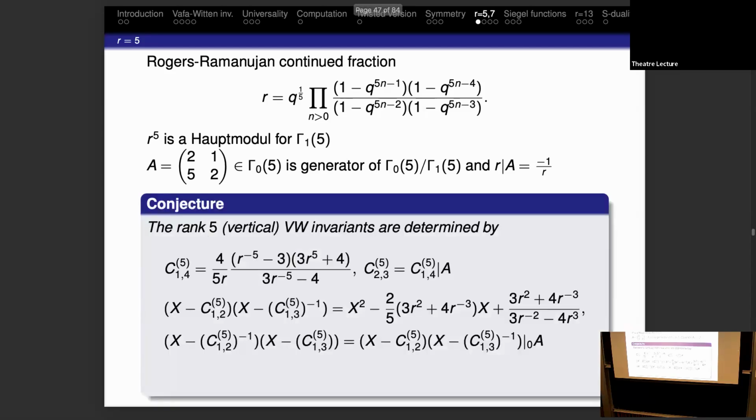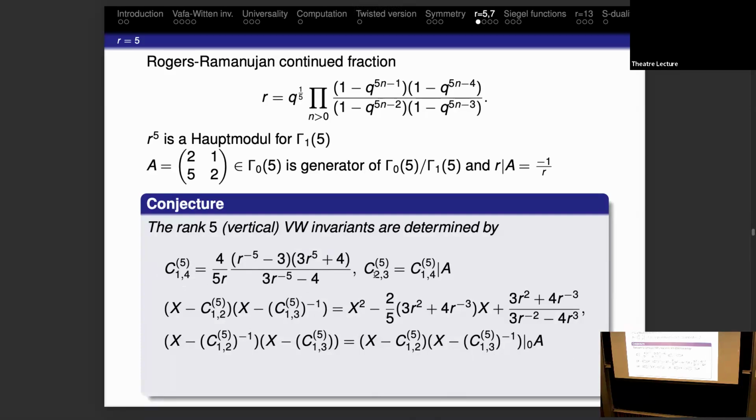And then we compute up to q equals 13. We find that the vertical invariants are given by this explicit formula in terms of R. So we have these simple rational functions. Here the C4 is given by this simple quotient.